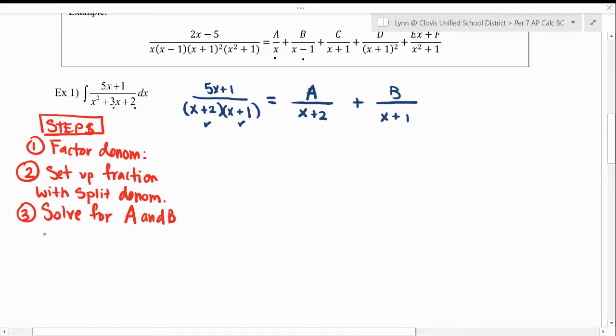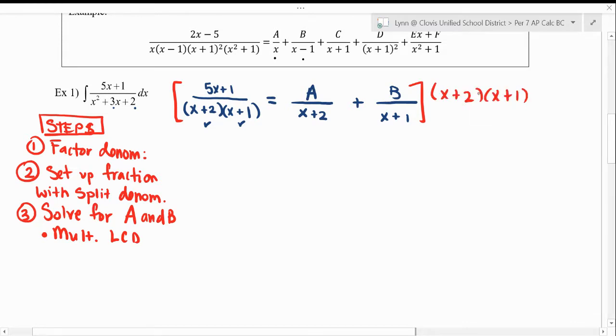And so how we did that is we solve it just like we would any other rational equation. So we're going to solve for a and b. How we do that is we're going to multiply by the common denominator, in particular the lowest common denominator. So I'm going to multiply both sides of the equation. I'm just going to bracket this out by my common denominator of x plus 2 and x plus 1.